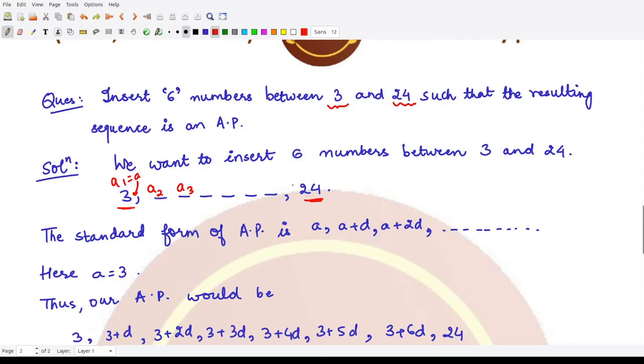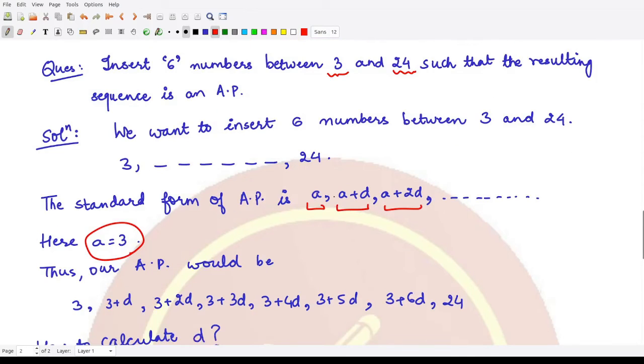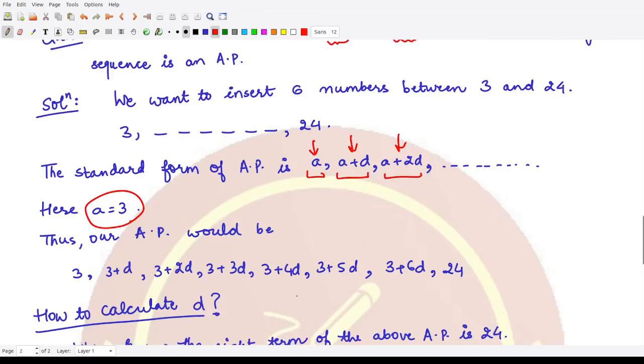So in total for this AP, we would have 8 terms, with the first term as 3, that is known to us, right? So in the standard form, your arithmetic progression could be written in this manner, where we have A plus D, A plus 2D, and so on, right? So our arithmetic progression would become, we can substitute the value of A here, so it would be 3 plus D, 3 plus 2D, 3 plus 3D, 3 plus 4D.